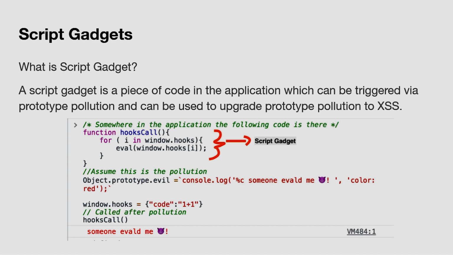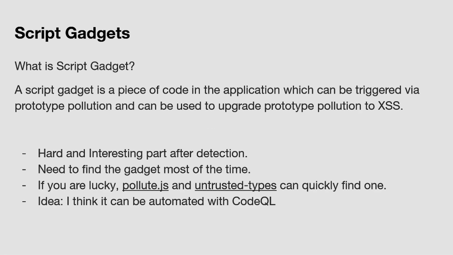So this is called a script gadget. Here, hooks call is a script gadget in the case of client-side applications. This is really an interesting part of the whole research. You have to spend a good amount of time finding script gadgets in the given application. It's pretty hard. You need to debug the whole JavaScript all the time. If you are lucky, you can find a script gadget immediately using fileless descriptors, Trusted Types, or SecurityMB's pollute.js. If you are not lucky, you have to find it manually.